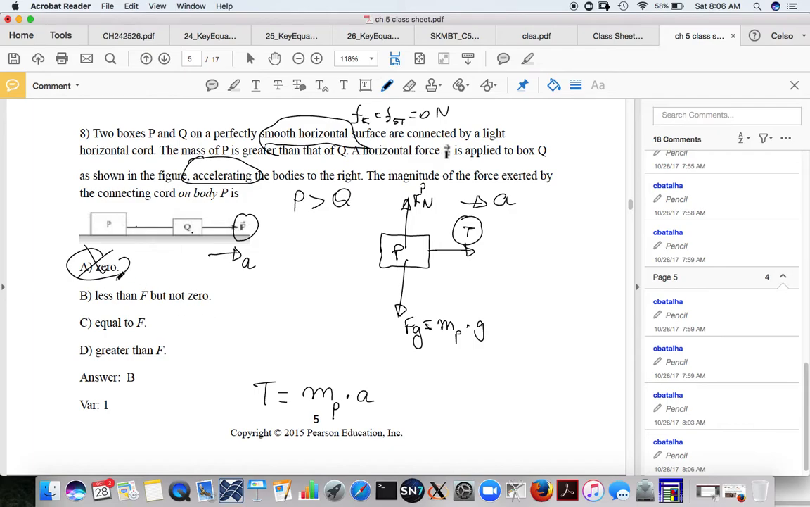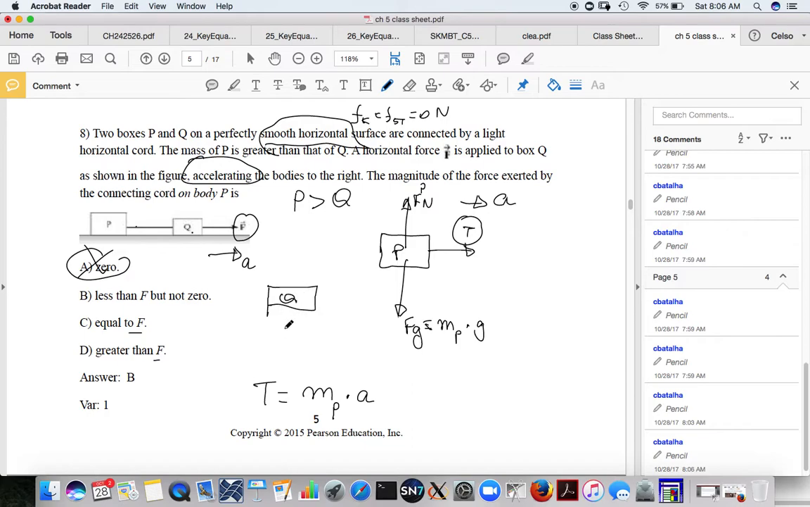But see, the other possible options refer to F. So then I have to figure that out. I have to somehow find a connection to relate T with F. How am I going to do that? I have to get block Q.